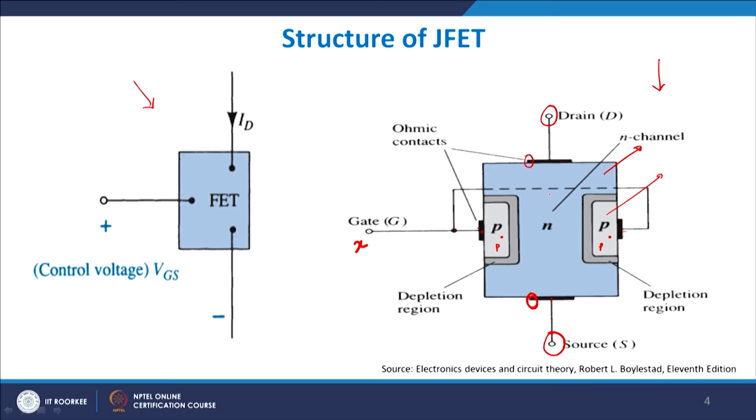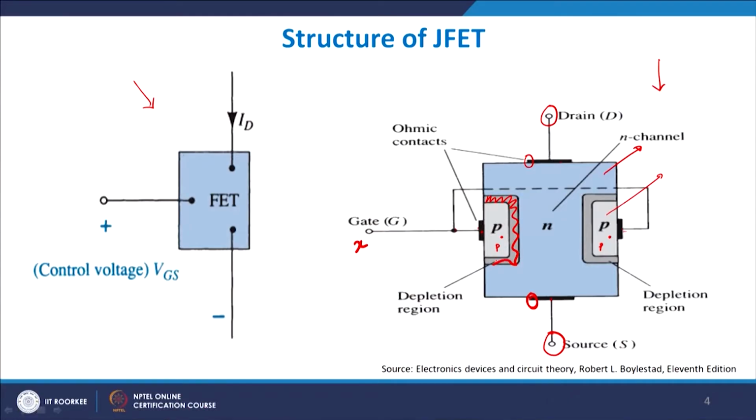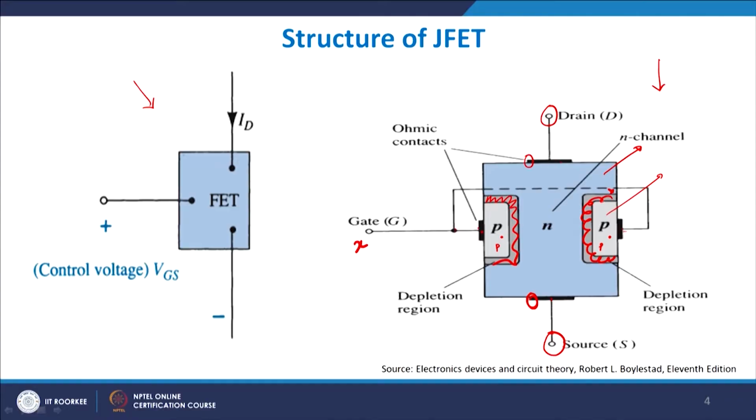Now as I discussed with you, even without application of any external bias, there will obviously be a depletion region which will be here, right. There will always be a depletion region here, and its thickness will depend upon the relative doping concentrations of the P side and N side. But the interesting point is the depletion region will be equally thick here, here as well as here, right.